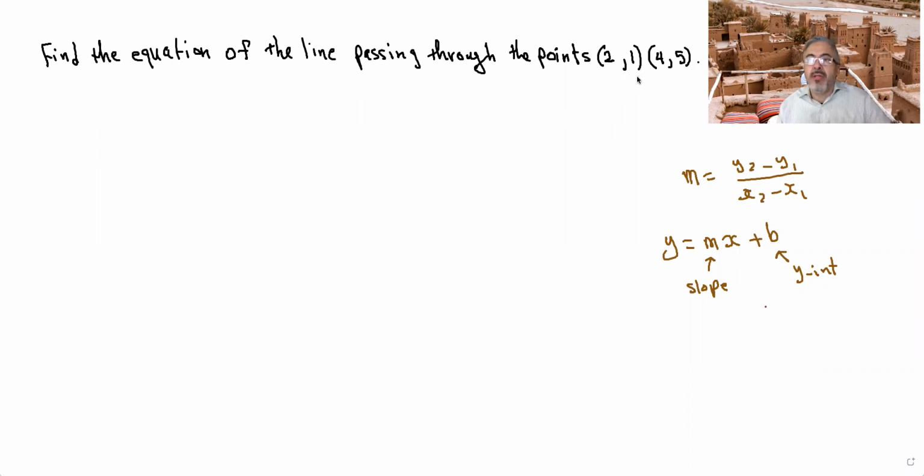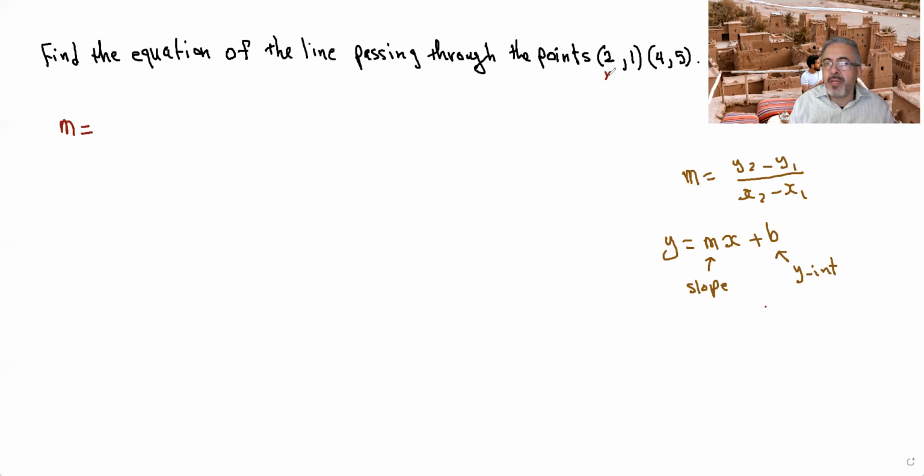So anytime they give you 2 points on a graph, which is a straight line, then you could find the slope, and then you could find the equation in the slope-intercept form, or the y-intercept form. Now to do that, first thing you do is you find m, which is the slope.